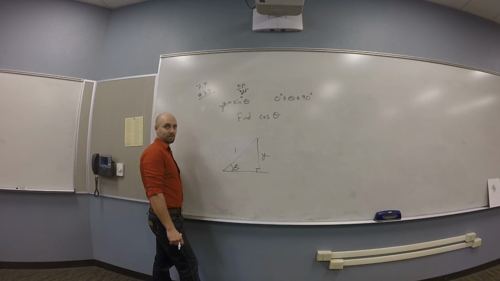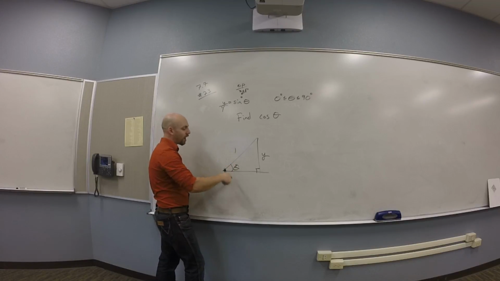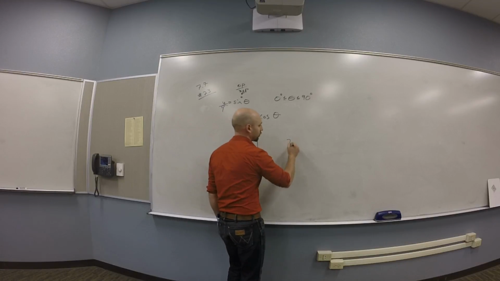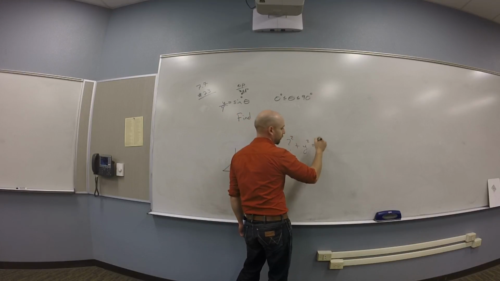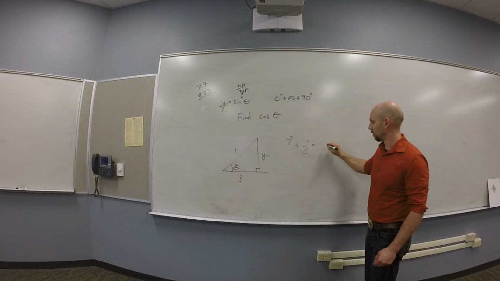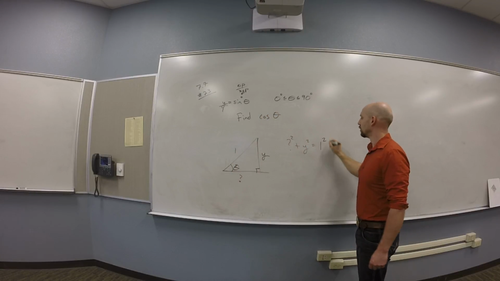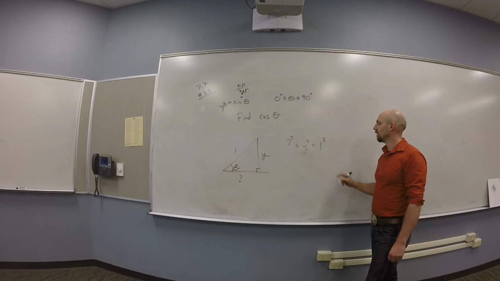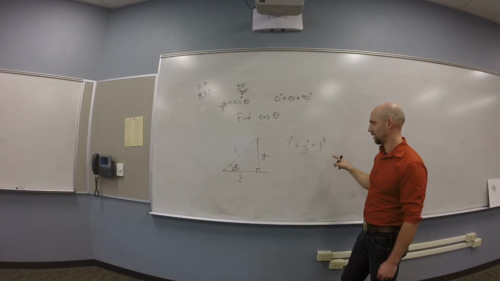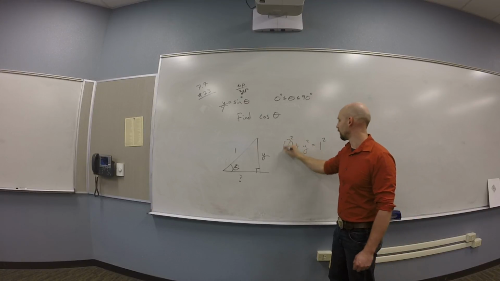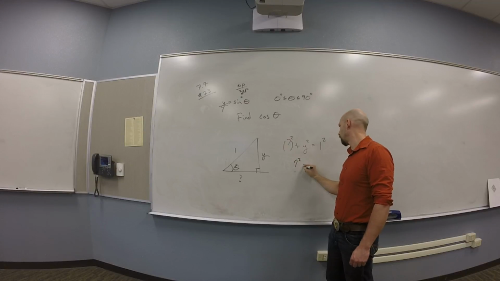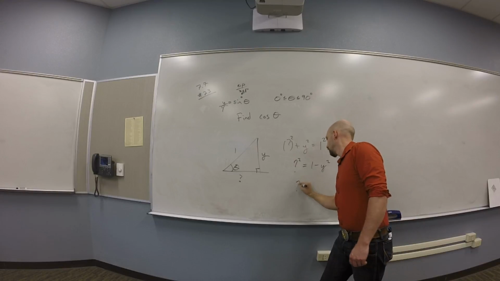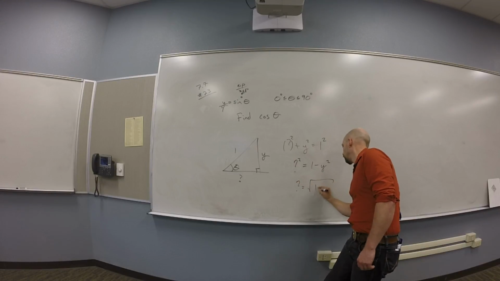Now you know the bottom one's going to be based on the Pythagorean theorem. So I know from the Pythagorean theorem that whatever this side is, squared plus y squared has to equal 1 squared. Just make sure you put your question mark in the right spot in your Pythagorean theorem. Then I solve for the question mark: question mark squared is 1 minus y squared, so the question mark is the square root of 1 minus y squared.